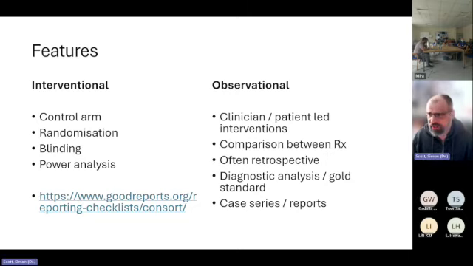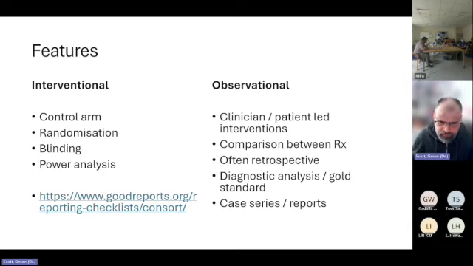Observational trials need a little bit less, certainly in terms of ethics, because you're not actually involved in the treatment or care of the patient. You're not making a difference to the care of the patient. You're really looking at what happens when standard care is delivered in different ways. I've talked a bit about that already, but it can be useful looking at comparisons between treatments or between centers. It is often retrospective, but it can be done prospectively as well.